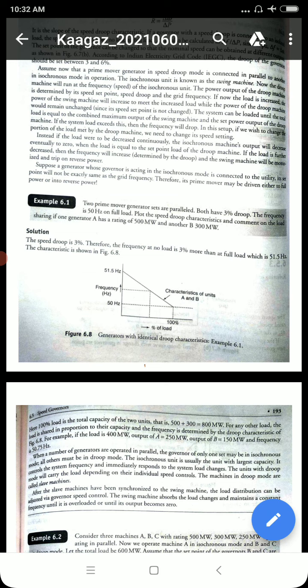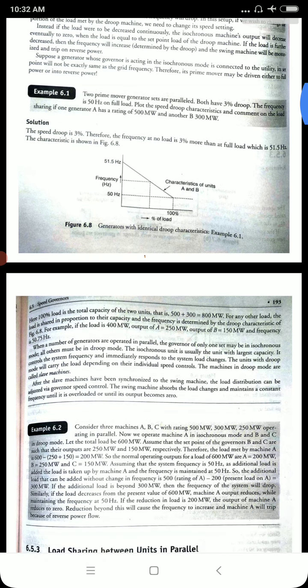Okay, after the slave machines have been synchronized to the string machine, the load distribution can be adjusted via governor speed control. The string machine absorbs the load changes and maintains constant frequency until overload or until the output becomes zero. So this is regarding the comment on the first problem.